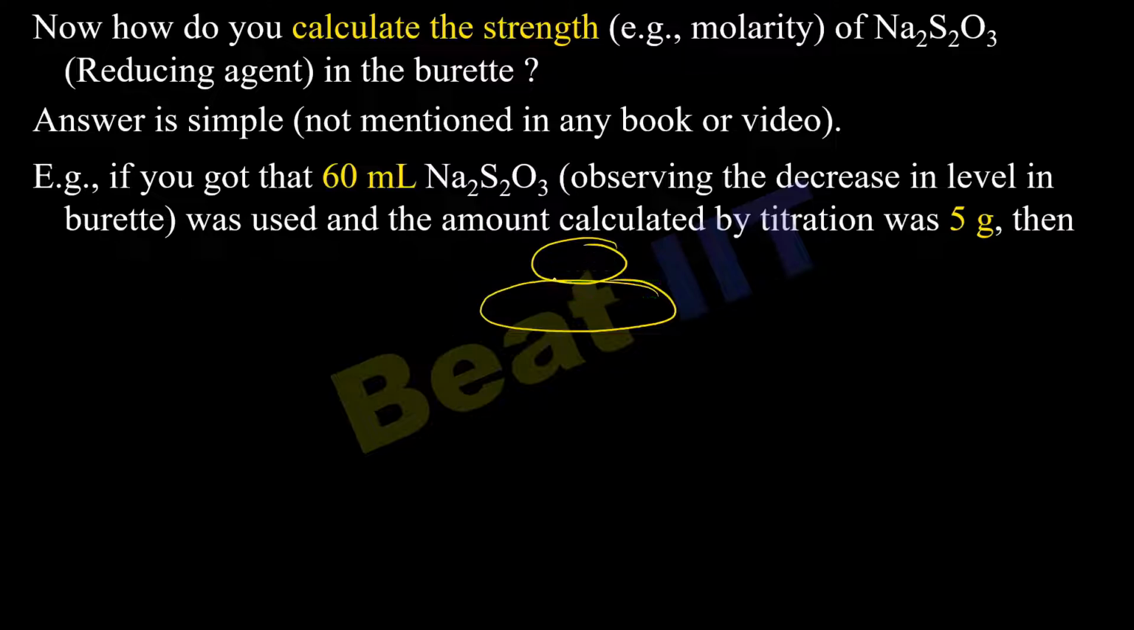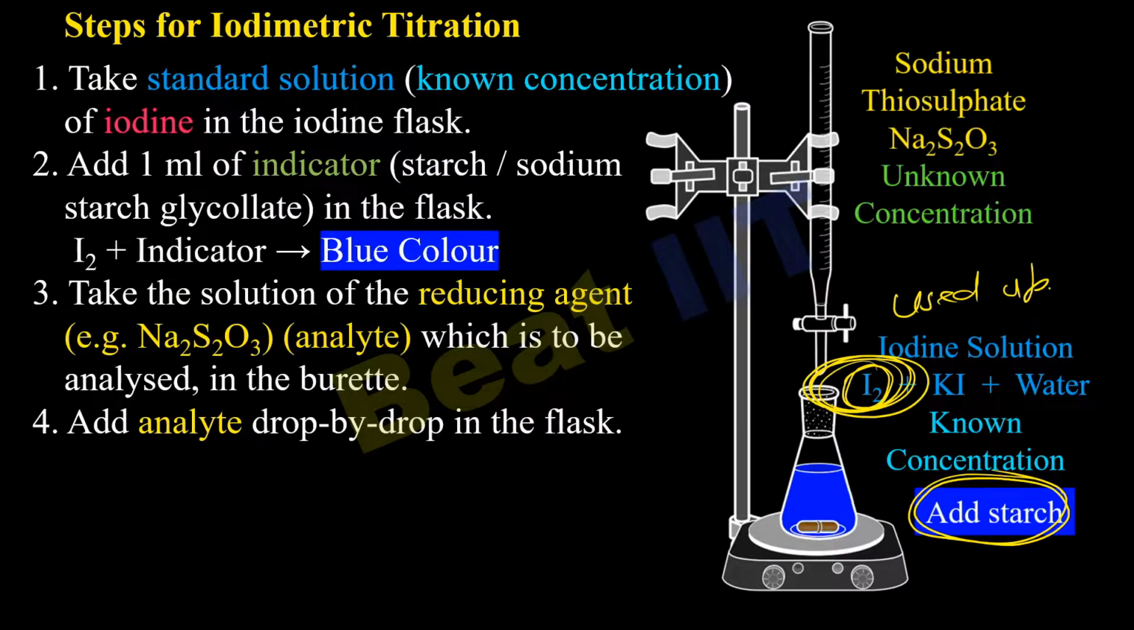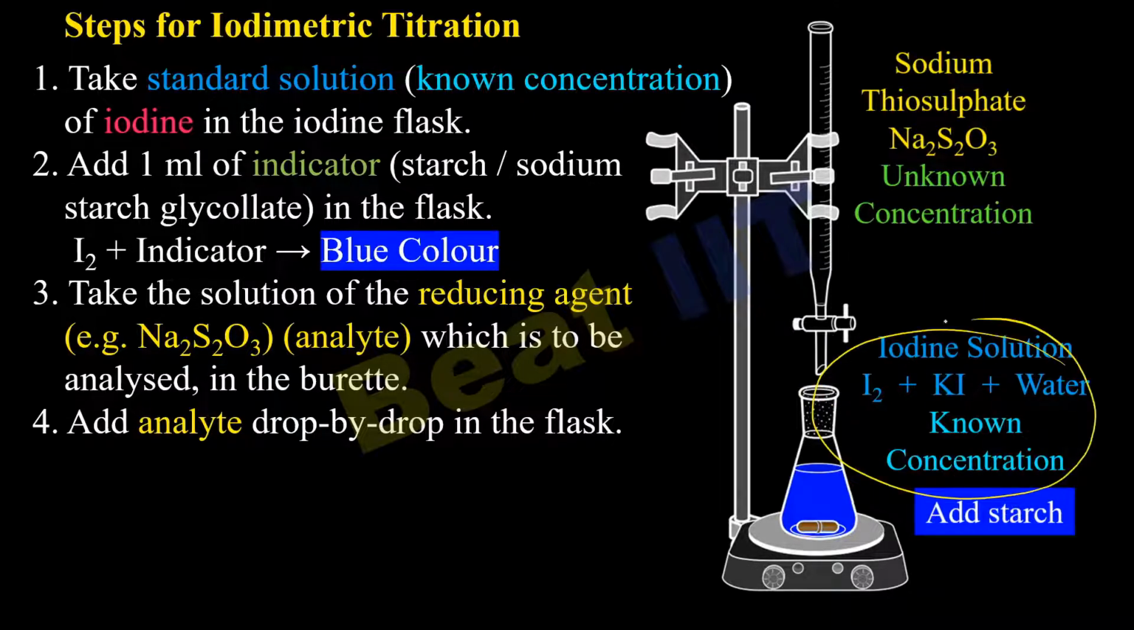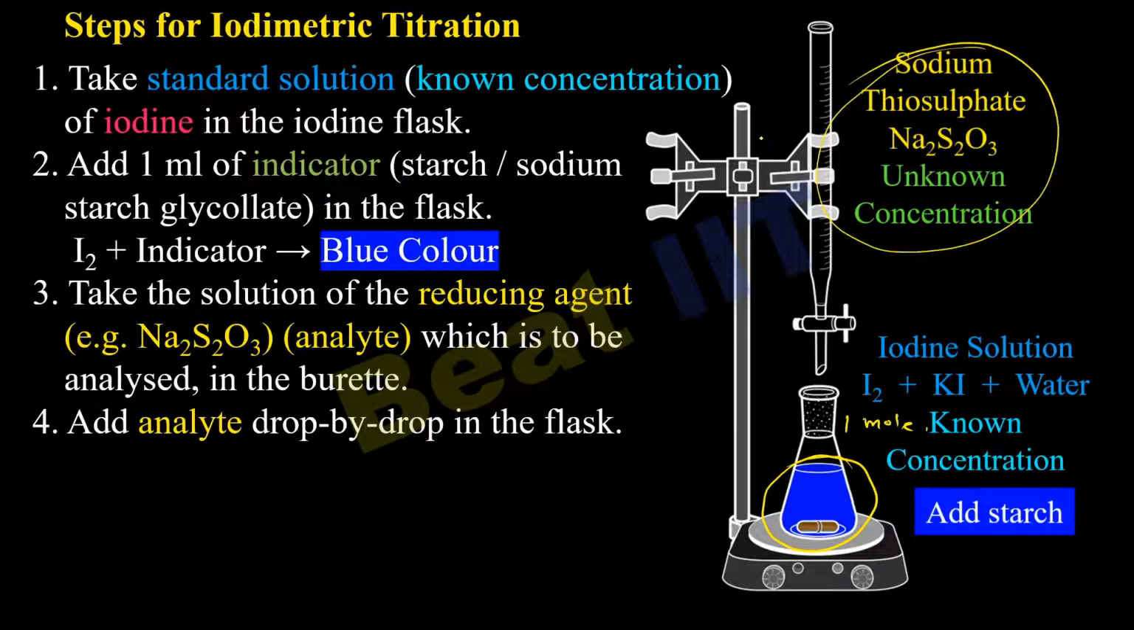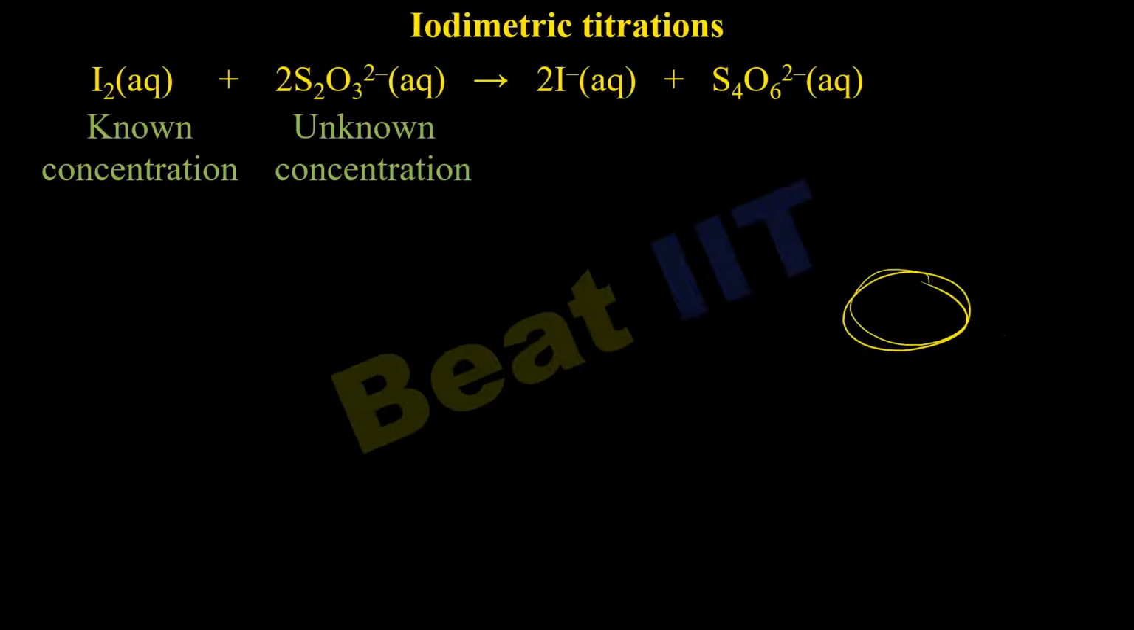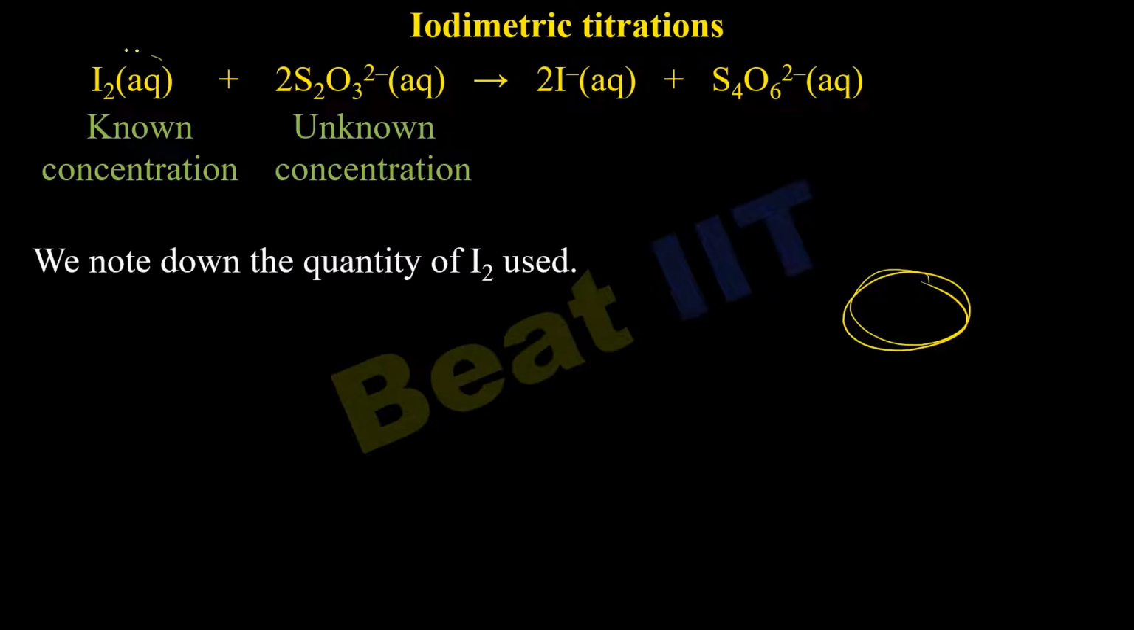I'm just going back to explain it through the diagram. In the diagram, if you see here, we know the known amount of iodine. So suppose 1 mole of iodine used. Suppose we had 1 mole of iodine here. Okay. With this 1 mole, the amount of Na2S2O3 used can be calculated with the help of this reaction. 1 mole of iodine will react with 2 moles of thiosulfate ion. If it is sodium thiosulfate, 2 moles of sodium thiosulfate.